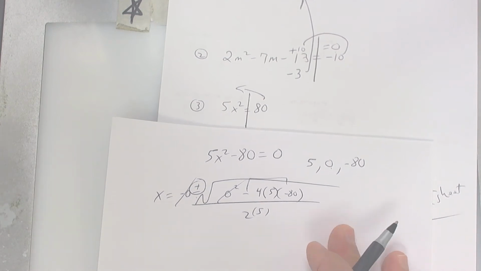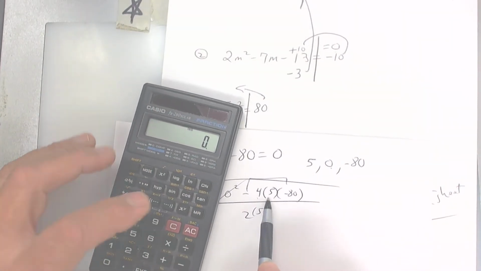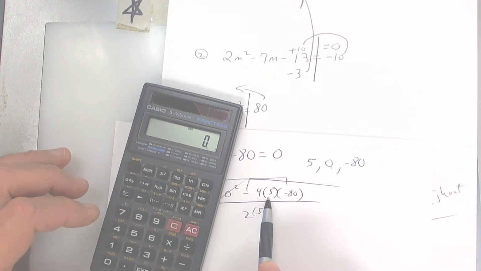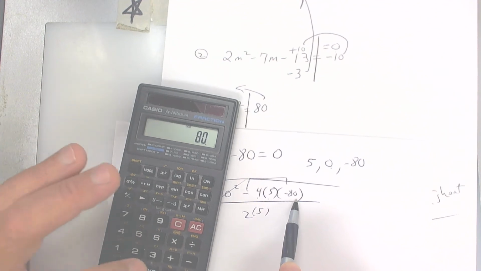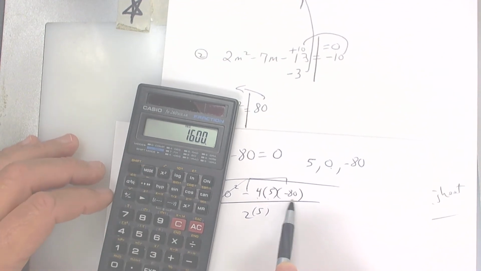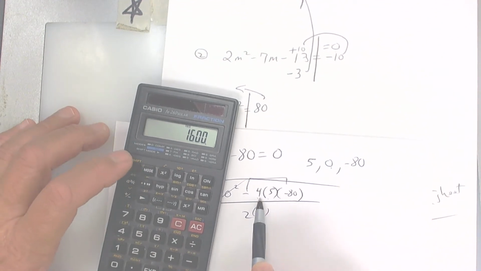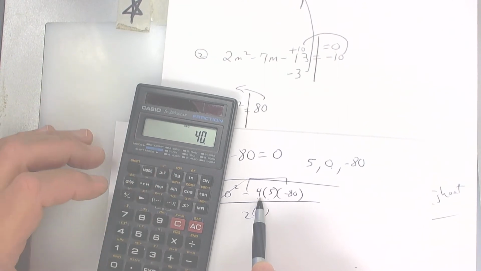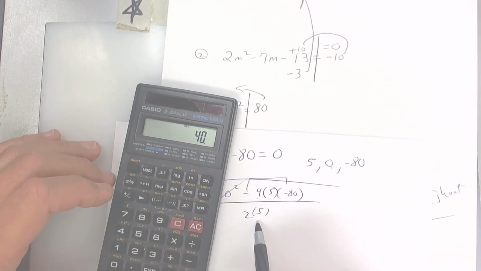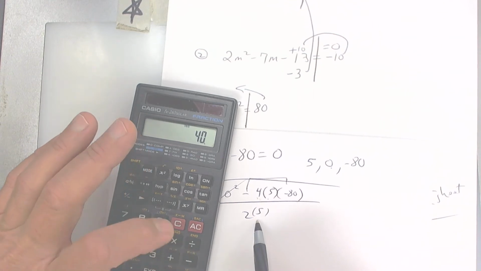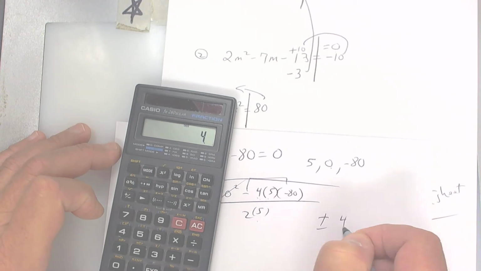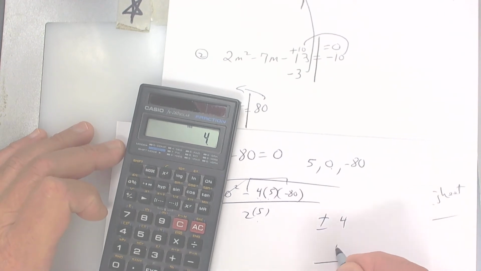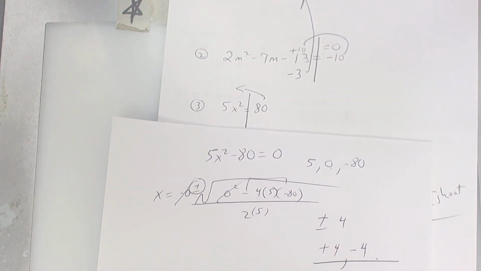You're going to take your calculator. 4 times 5 is 20. Clear it out. So you're going to have 20 times 80. Press equals. And then hit shift, square root. And you get 40. And then you want to divide by 10. So you're going to get a plus and a minus 4. So your answers will be a plus 4 and a minus 4. And that's how you do that, okay?